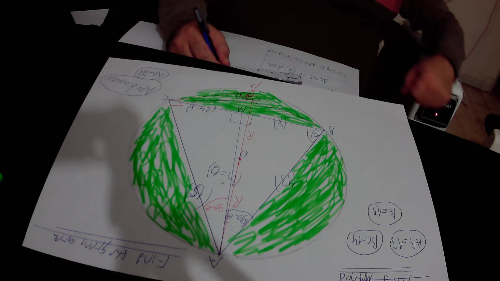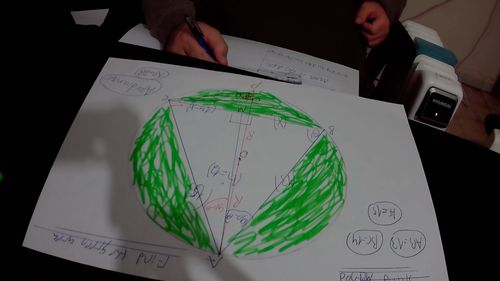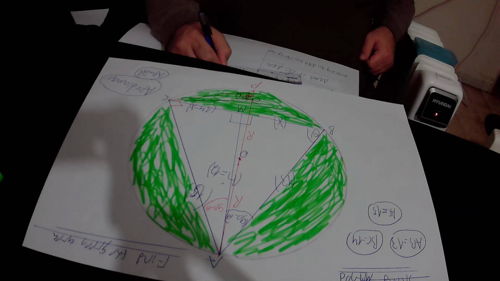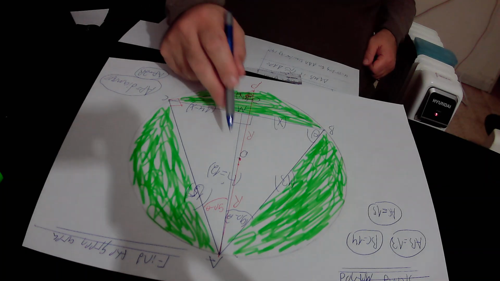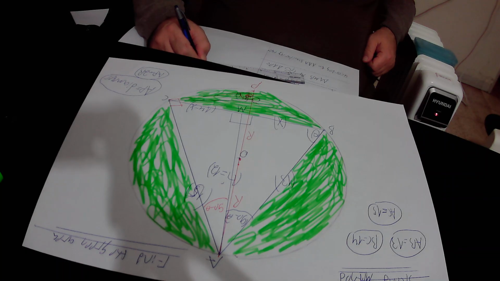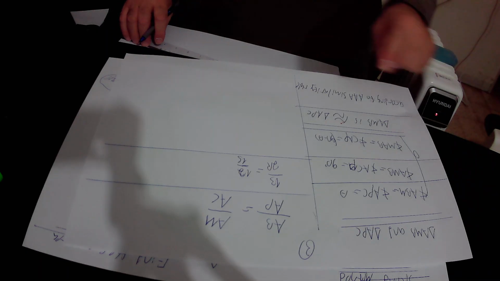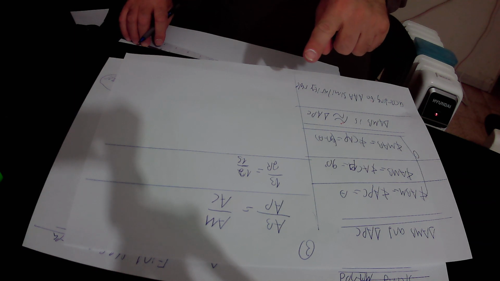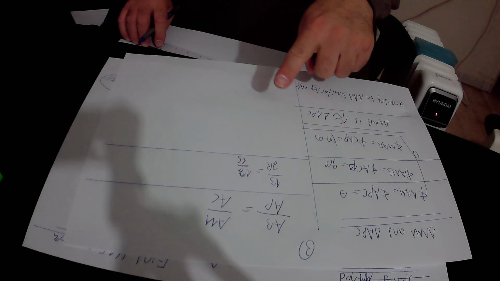AB is 13 over AP. AP is the diameter of the circle that is equal to 2R. And it is equal to AM, AM is 12, over AC, AC is 15. In conclusion, we found out that 13 over 2R equals 12 over 15.